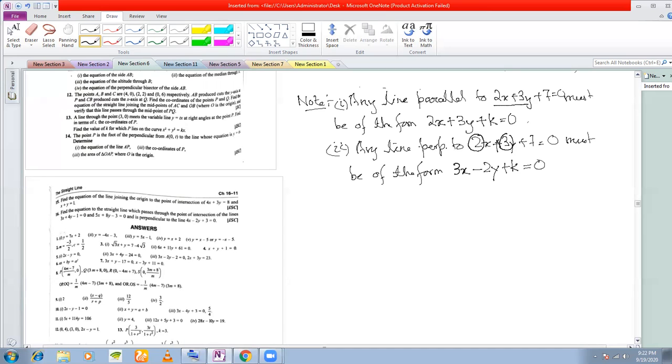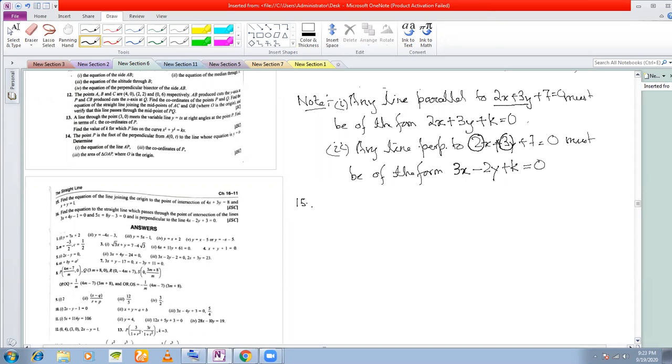Now the question here is, what should be the value of k? Another condition will be given from which you can find the value of k. When I'll be solving further questions, I'll be showing you how to actually do this. So let us attempt number 15.